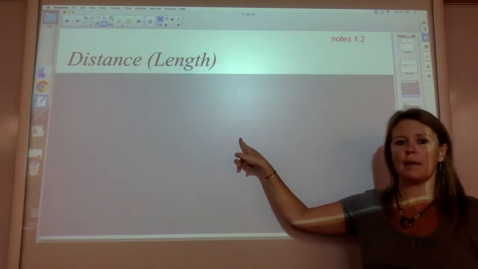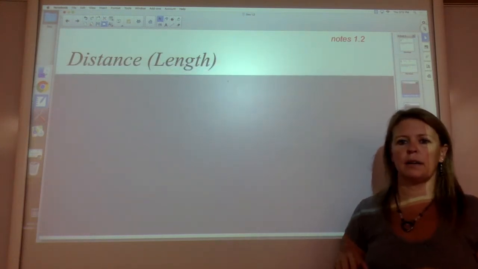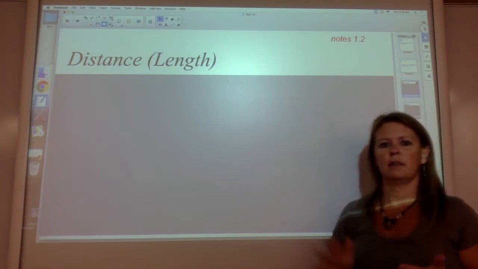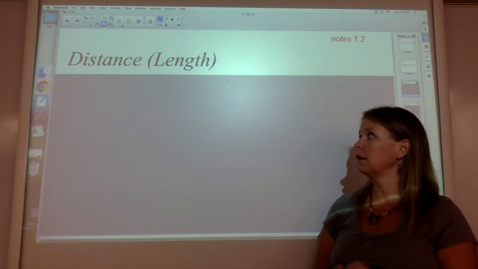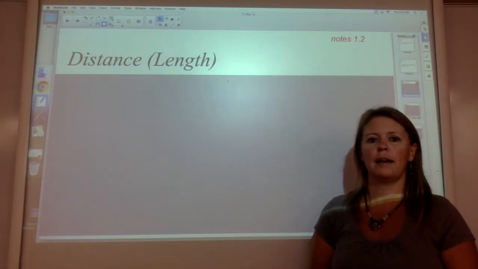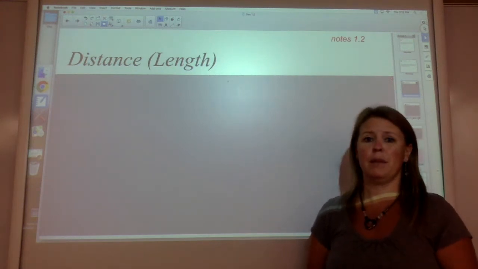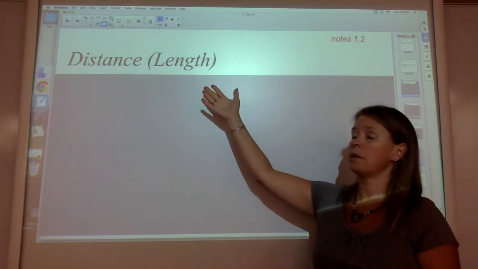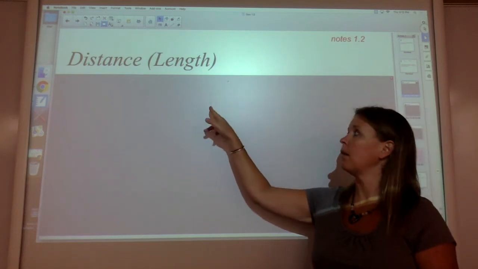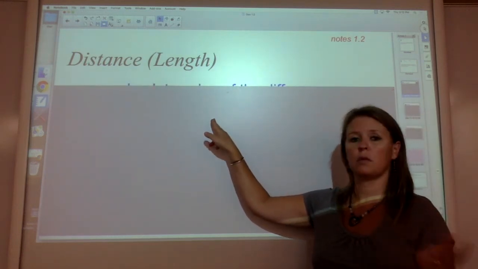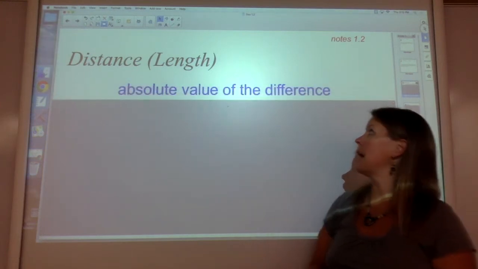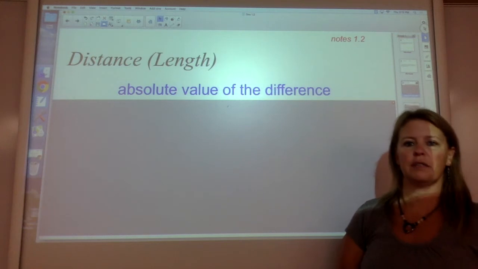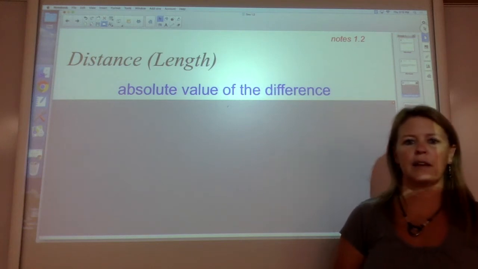A little more vocabulary. We're going to start out with some algebra, and then we're going to apply it to some actual geometry concepts. So you were supposed to have learned distance in algebra class, or maybe in any other class, also referred to as length mathematically. Just know those two words are interchangeable. How do we find the distance? It's the absolute value of the difference. The absolute value of the difference.